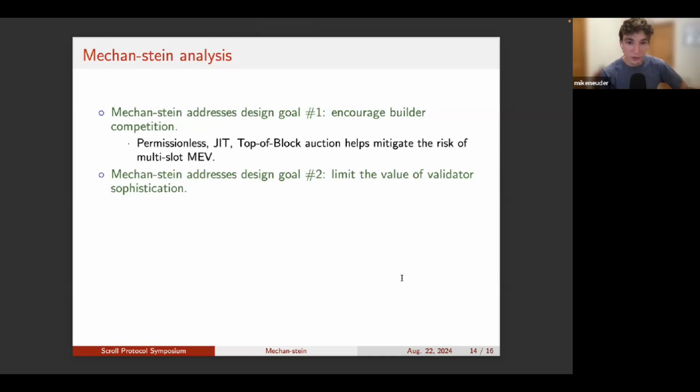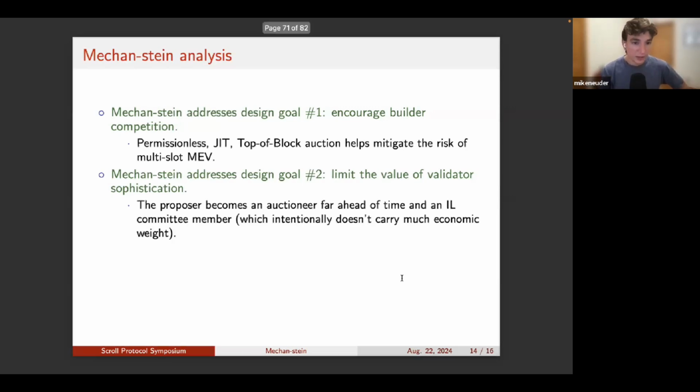Right. Design goal number 2, limit the value of validator sophistication. So how does it do this? The main thing here is that the actual proposer, the validator, your at-home staker of today, only becomes the auctioneer of the far ahead time slot and an IL committee member. And both of these things don't carry much economic weight or don't benefit much from sophistication. The far ahead auction is for the reasons we discussed before: you don't have the price of the object you're trying to sell changing underneath you.